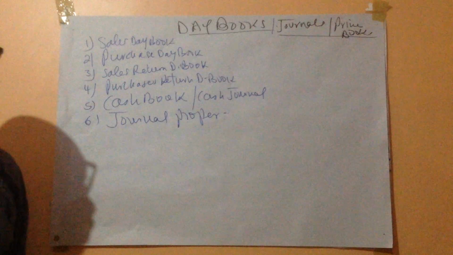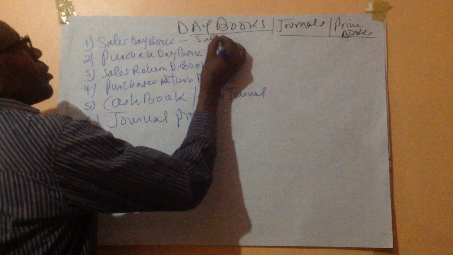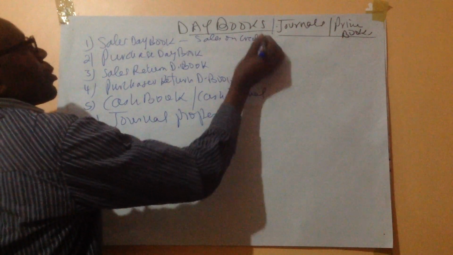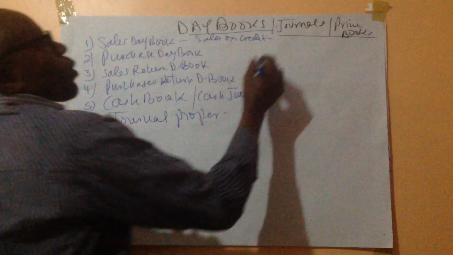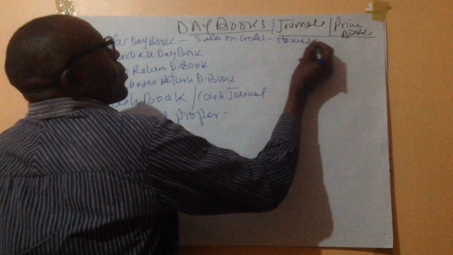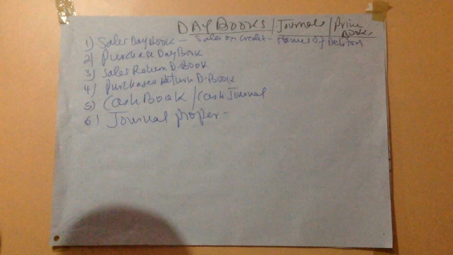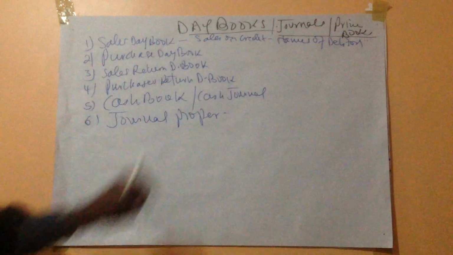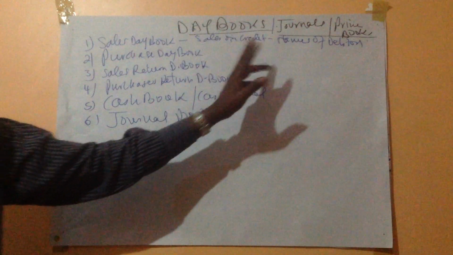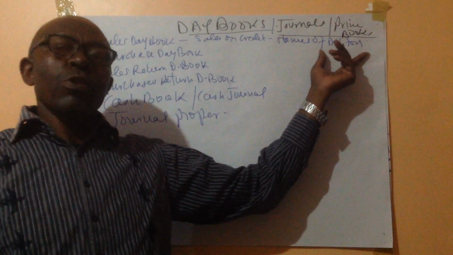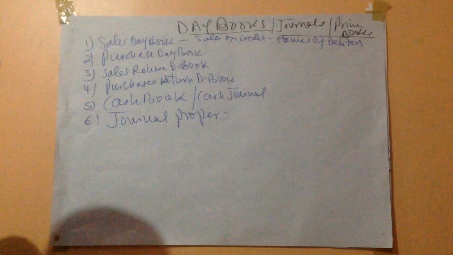A sales daybook is normally used for recording sales on credit, and mostly it lists the names of debtors. It merely lists the names of the debtors and the amount for which we sold goods to them. So it is meant for credit sales, because we shall have the names and the amounts of the persons to whom we have sold goods on credit.